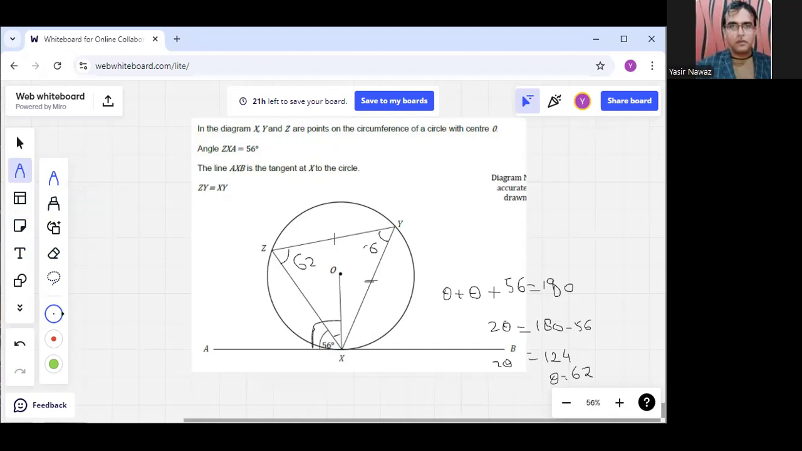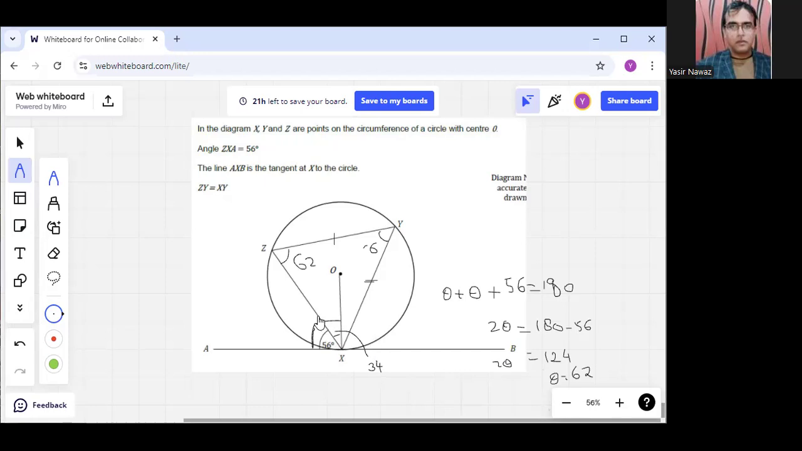I'm not sure what the question says exactly. Oh, it says find the angle OXY. So 90 minus 56. What is 90 minus 56? It's 34. So the angle here is 34.